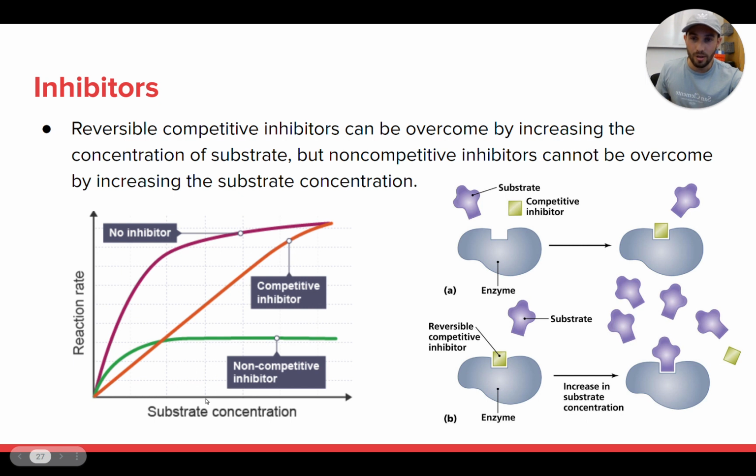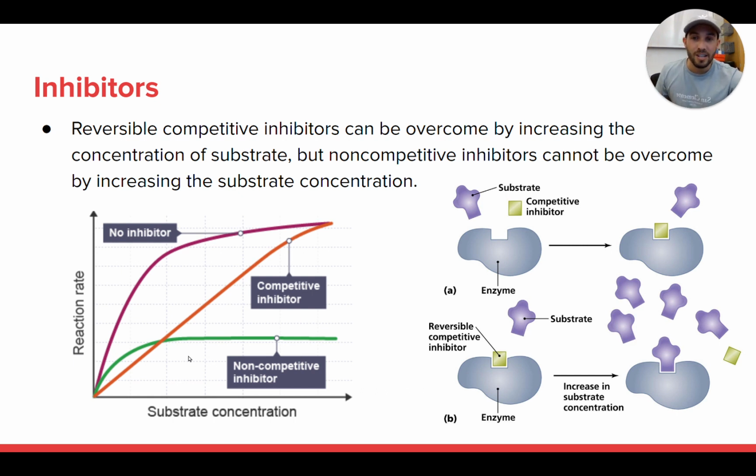If you had this amount of substrate right here, where my mouse is pointed, you can see, well, if there was no inhibitor, the reaction would be going this fast, which is a lot faster than if you had a competitive inhibitor, like right here, it's only going this fast. But you can see if you keep adding more substrate, you can overcome that inhibitor to the point where now it's going just as fast as if there was no inhibitor, because there's just so much substrate.